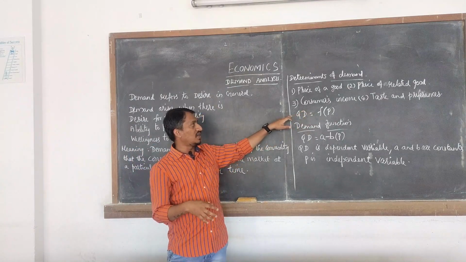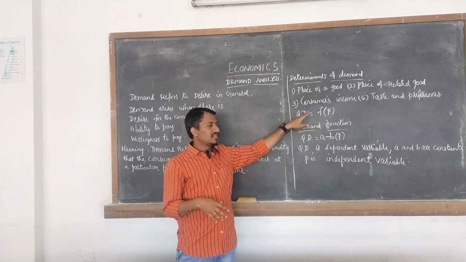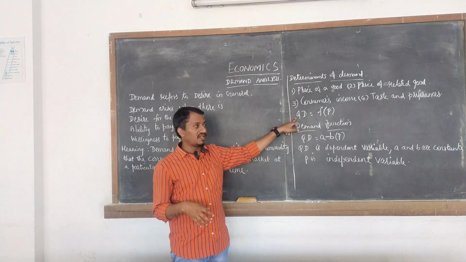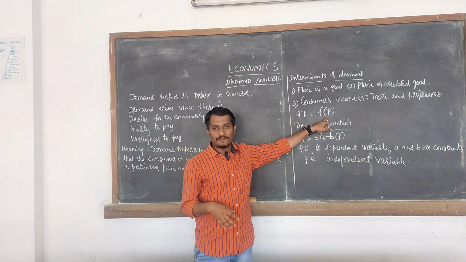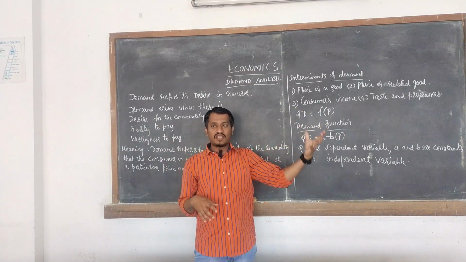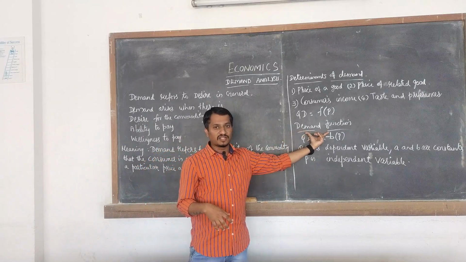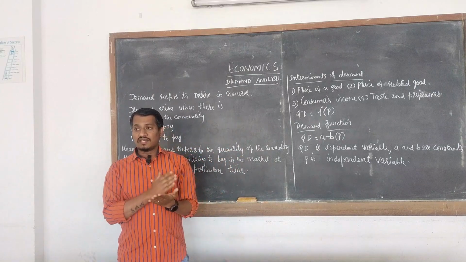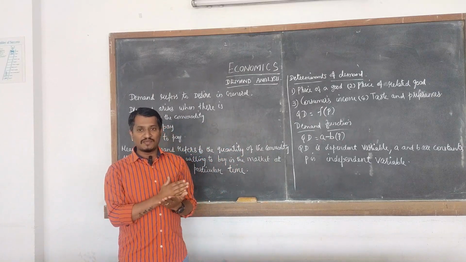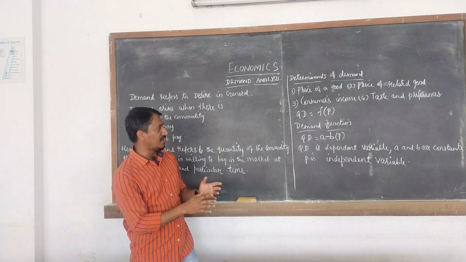This is shown as QD = f(P). Here QD is quantity demanded, f is the functional relationship, and P is price. So in the form of an equation, it can be shown as the demand function. Demand function means what? It is nothing but the relationship between quantity demanded and its determinants. That is what is called the demand function.